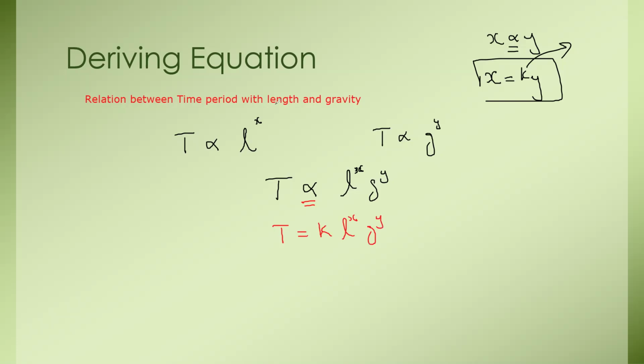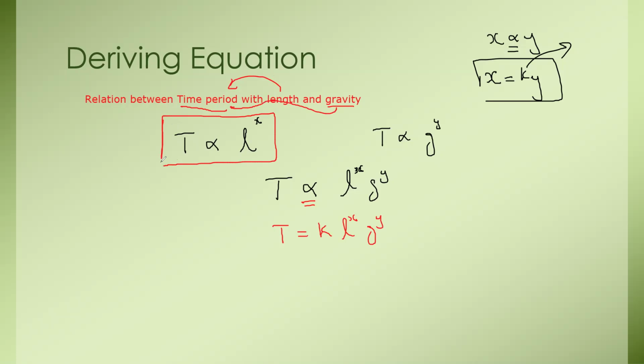So whenever we want to establish a relation, this is a way to establish a relation. This is a scientific way to form an equation, to derive any equation. So we are finding the effect of the length on the time period, and the effect of the gravity on the time period. So the two physical quantities, I will always relate them with a proportionality sign and the power.